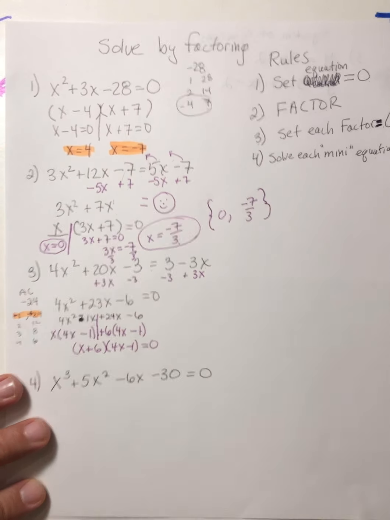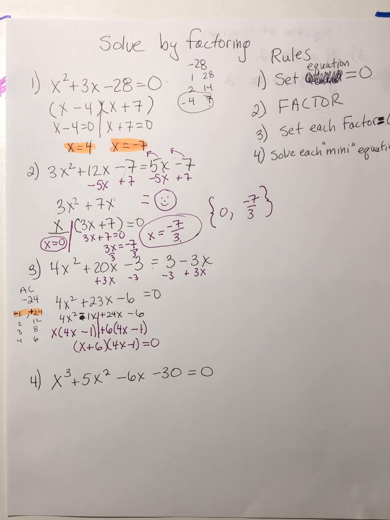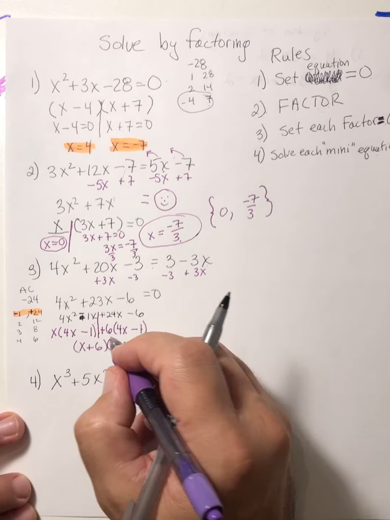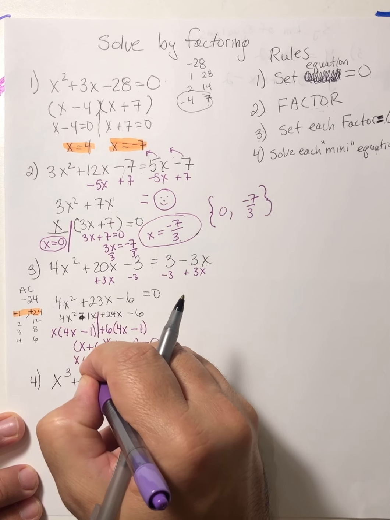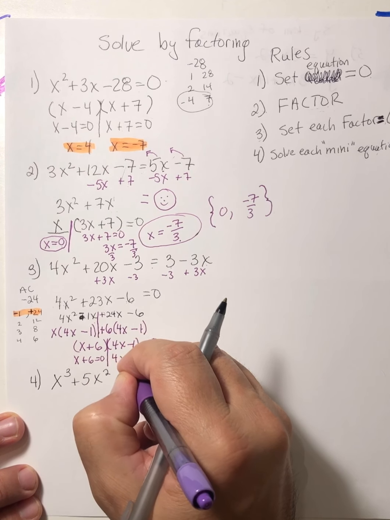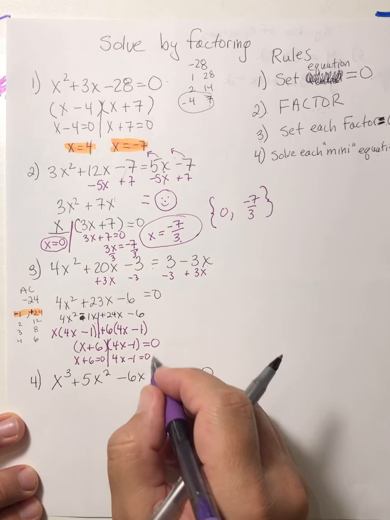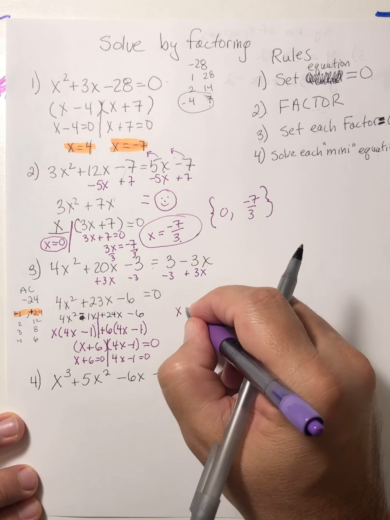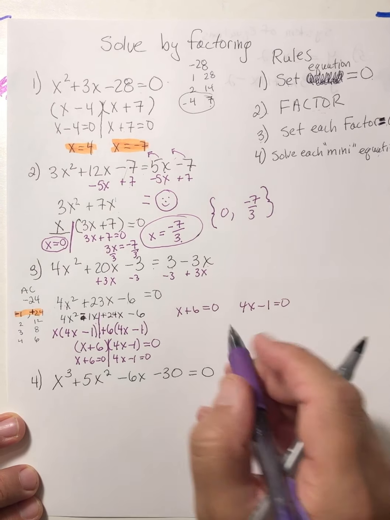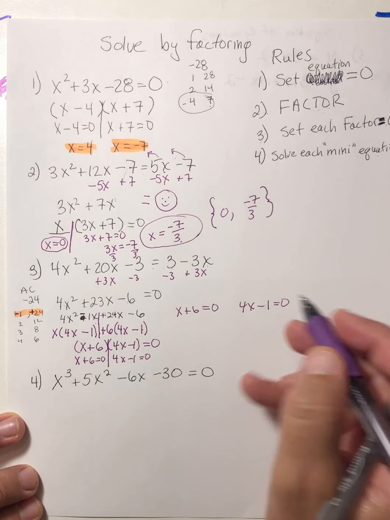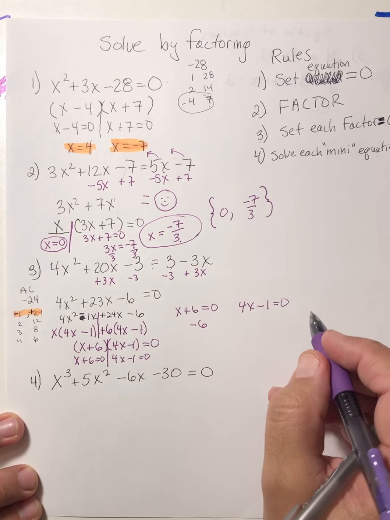We did the hard stuff of factoring. That's done. Now what do we do? That's right. We set each factor equal to 0. That's step 3. So here we go. Setting each factor equal to 0. I'm running out of room. I'm going to finish it up here. So I have x plus 6 equals 0, and I have 4x minus 1 equals 0. So what does this x equal? That's right, -6. That's done.